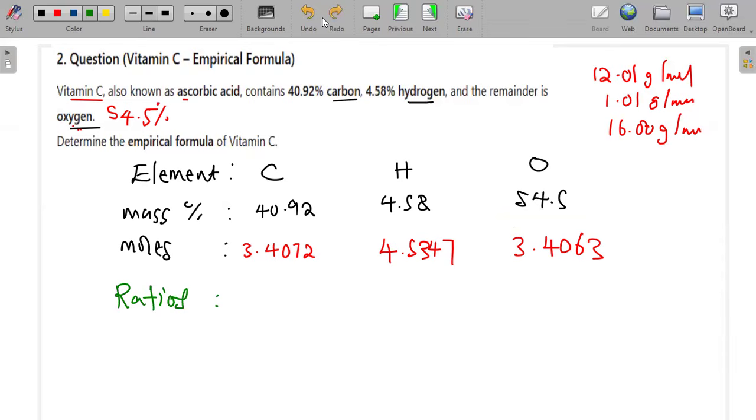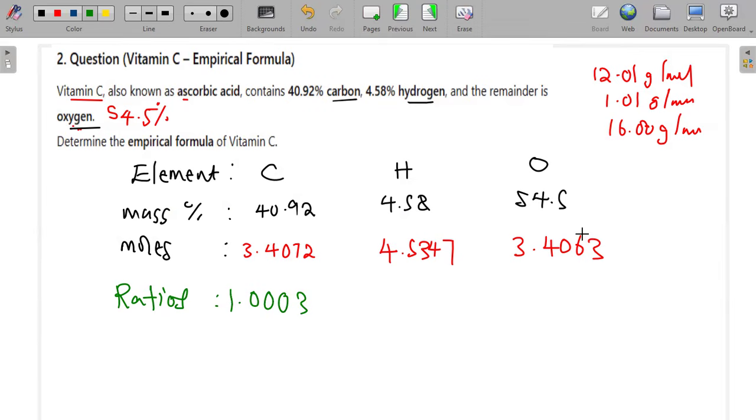So 3.4072 divided by 3.4063. So do it also in your calculator. I'm finding 1.0003. What about this number if I divide him by this?